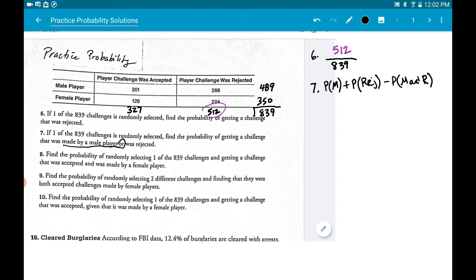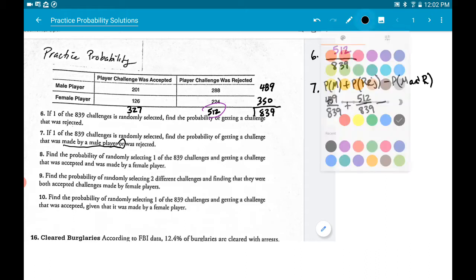And so I got my male players up here. There's a 489 out of 839 probability that it's male. But the probability that they're rejected is 512 out of 839. And if you forget to subtract it off, right now your answer would be 1,000 over 800, and you're already past 100%. So there's something wrong here, and you want to subtract off the overlap.